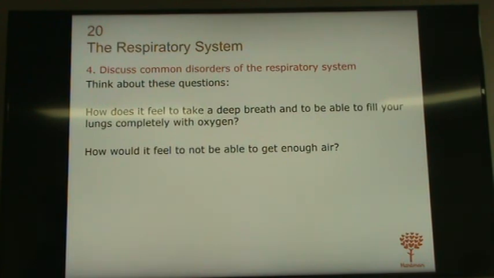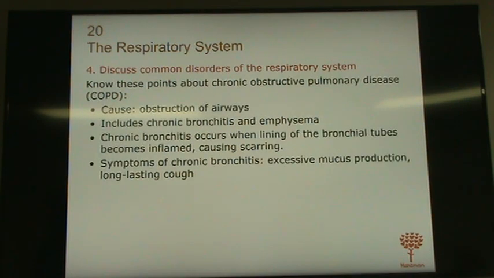As we get older, we will not be able to take in that much air anymore because the lung capacity will decrease. How would it feel if you were not able to get enough air? Then, like I said, you will not get enough oxygen, which means you're not going to be able to function well, because oxygen is what the body needs for everything else in the body to function well.